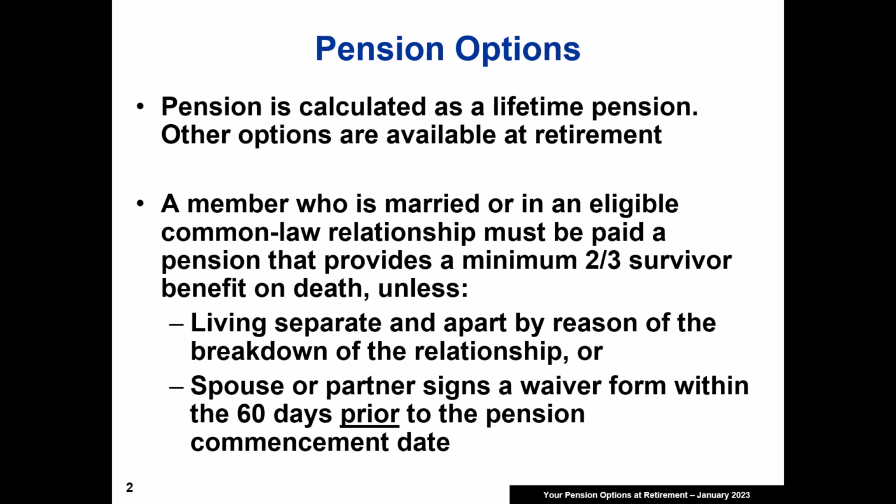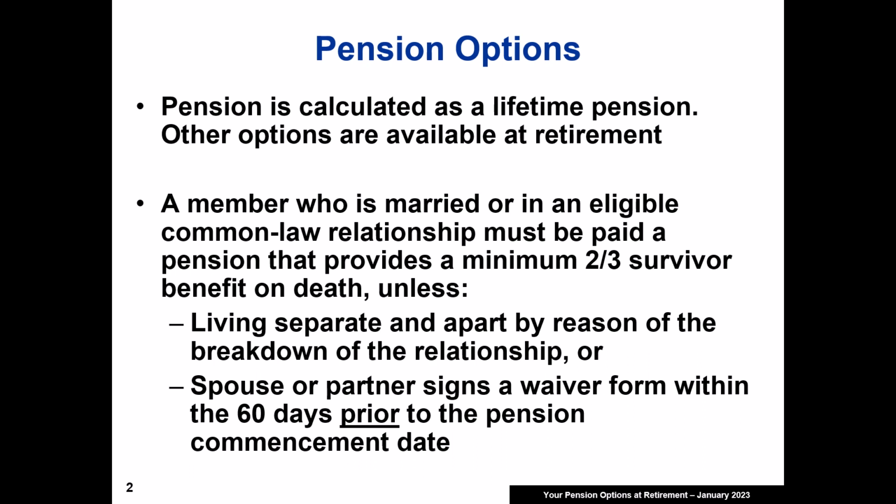The only two pension options in our plan that do not require a waiver form are the 2/3 to survivor and full to survivor options. I'll go into more detail on all the pension options available on the next slide. If you elect any option other than a 2/3 or full to survivor, then your spouse or partner must sign the waiver form, called a Form 5A, within 60 days of your date of retirement.